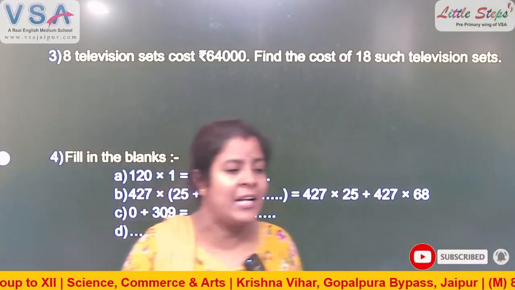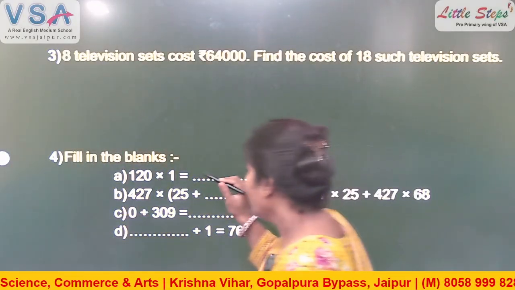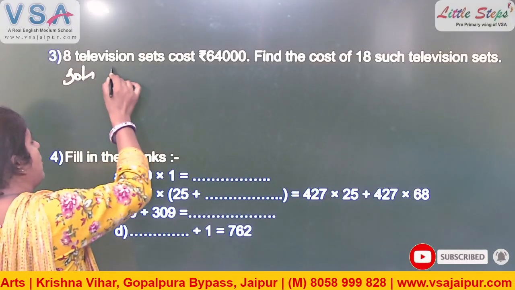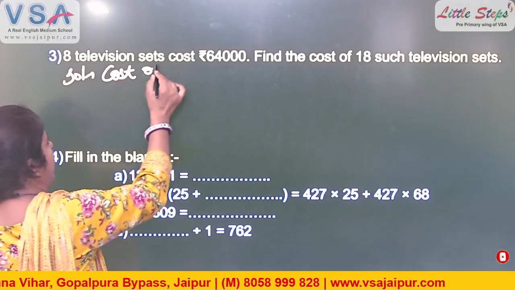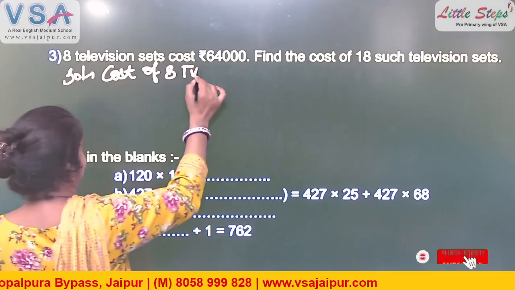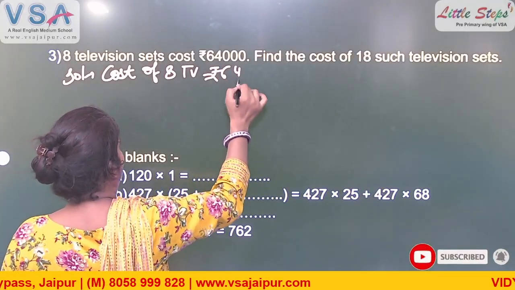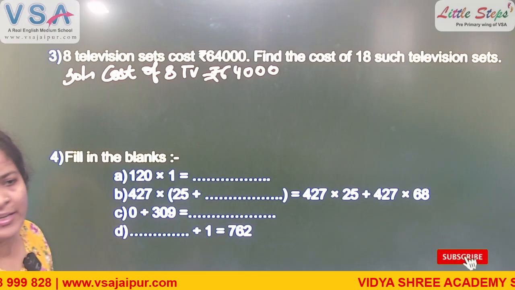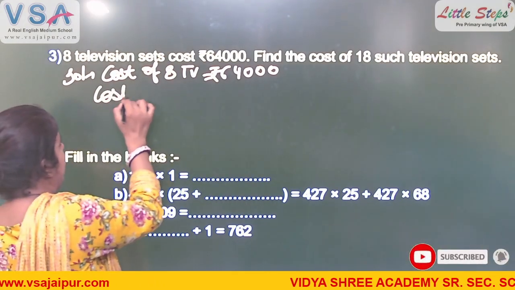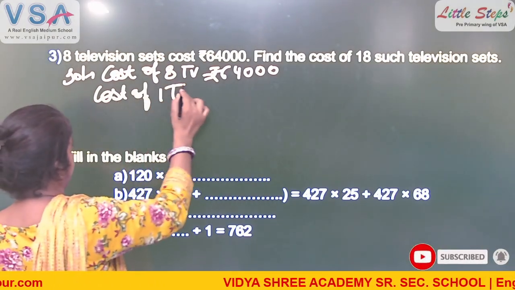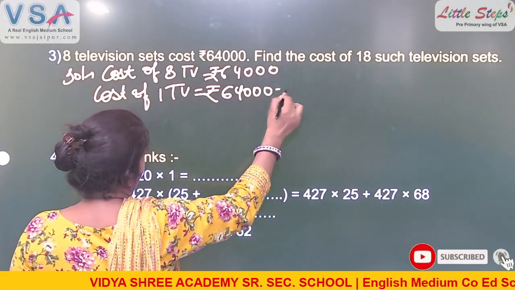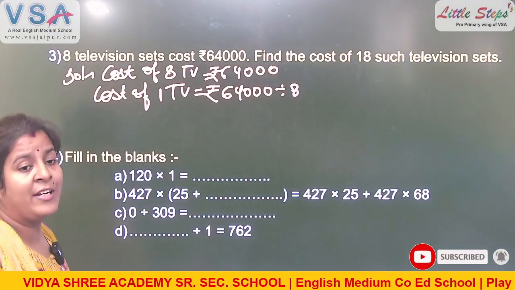Okay. The cost of 8 television sets is 64,000. Cost of 8 TV sets is 64,000. Yes or no? So we can find the cost of one TV. So the cost of one TV: divide by 8. So we can split the table of 8.